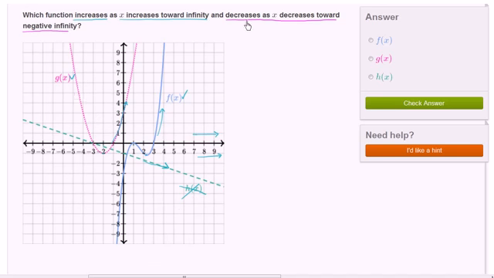Which of these decrease as x decreases toward negative infinity? So let's think about that. As x decreases toward negative infinity, we're going to be going in that direction. So first, let's look at f of x.